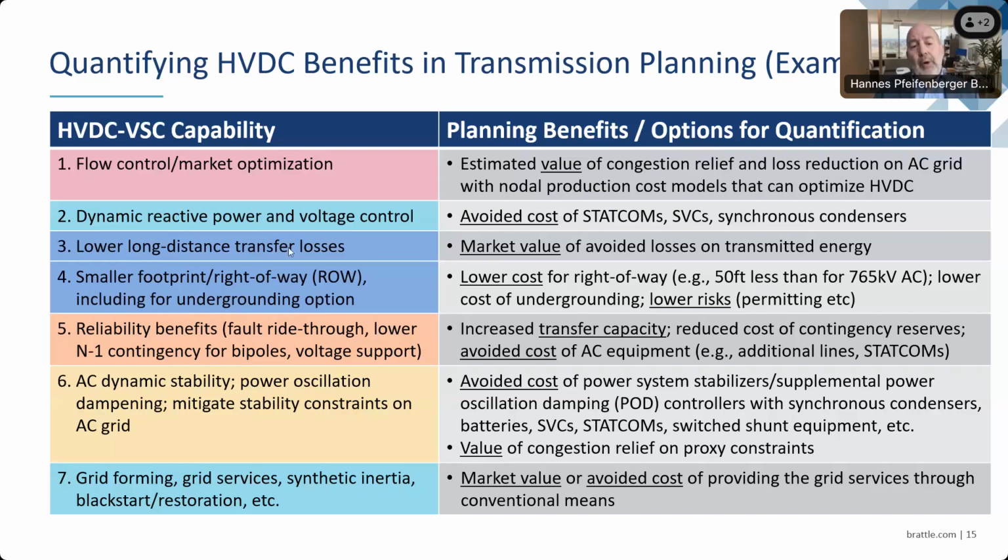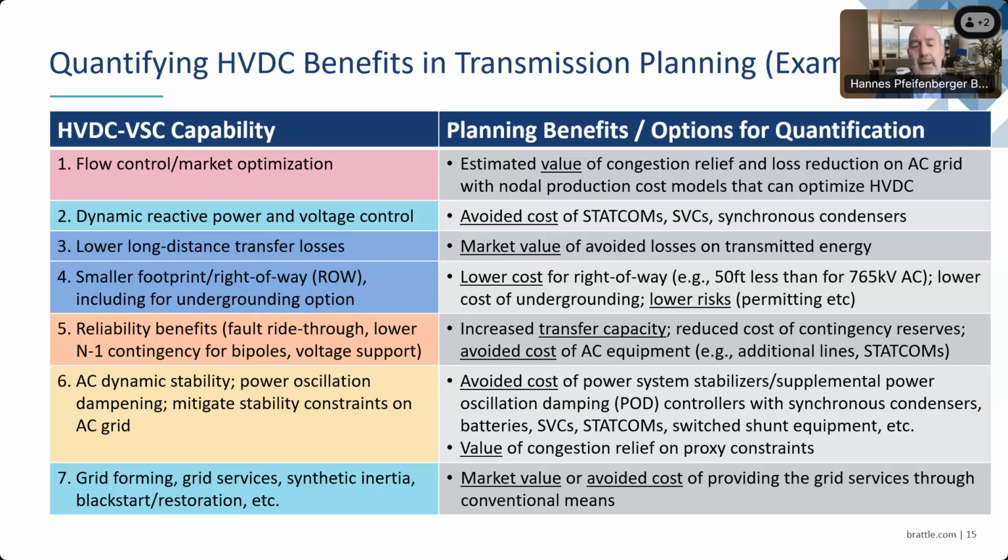Lower long distance transfer losses, well, it's just the market value of the avoided losses of the transmitted energy. Smaller footprint, well, right of way does cost money to acquire, and right of way permitting risks, of course, need to be considered as well. Various reliability benefits. If you can control contingencies better because HVDC lines are able to do so, you actually increase the transfer capability. You reduce the cost of contingency reserves, and avoid the cost of AC equipment, like you might avoid STATCOMs or having to build more AC capability.